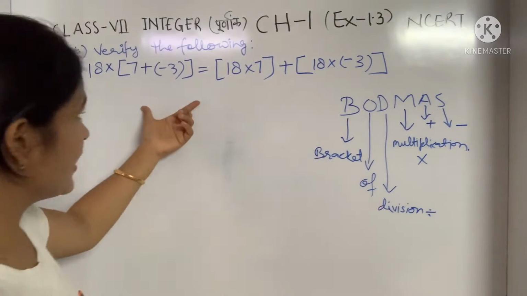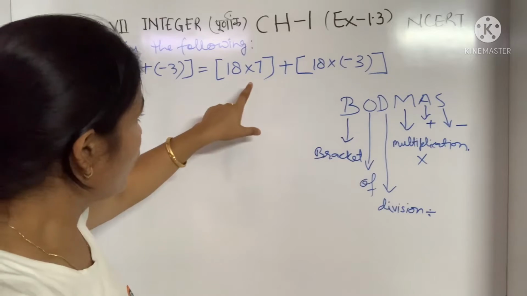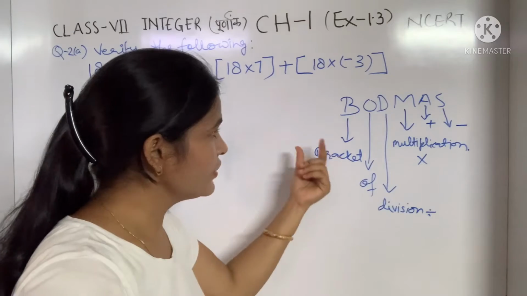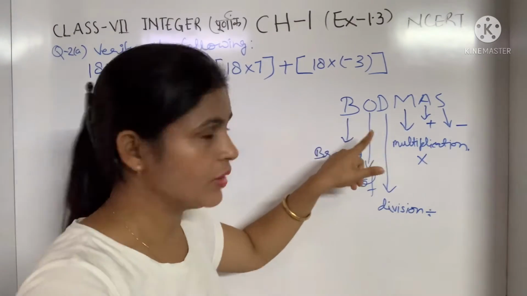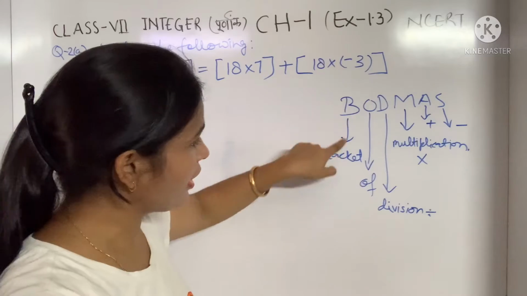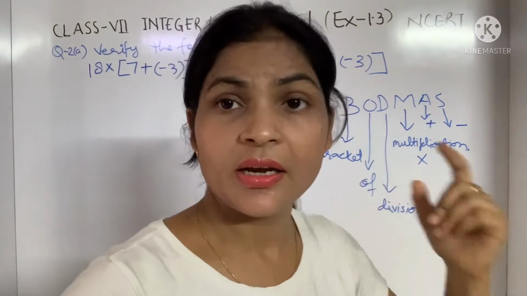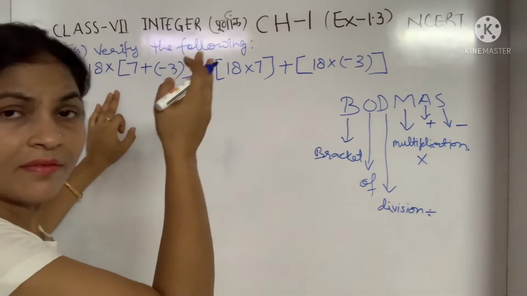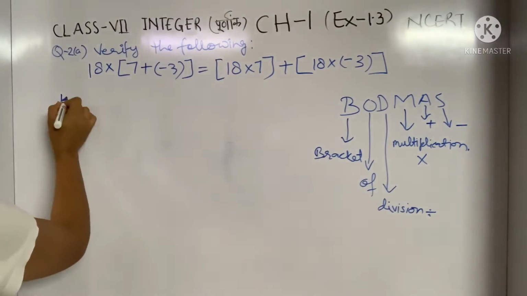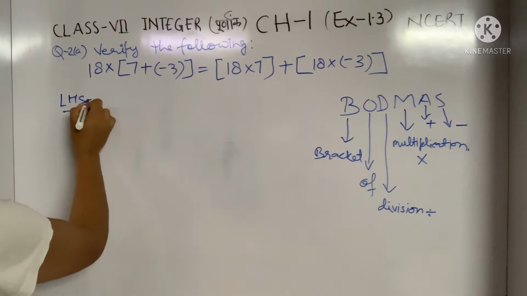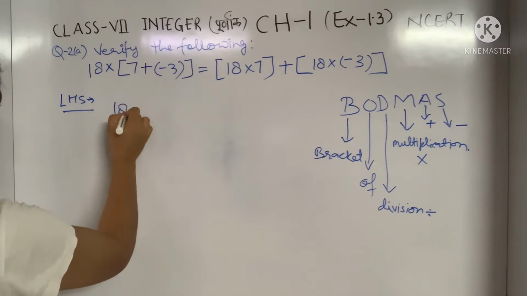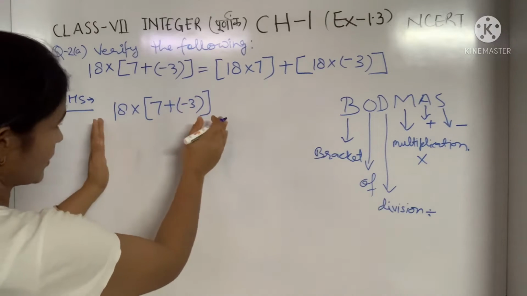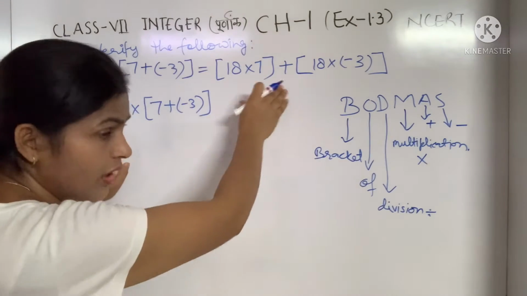We have to apply BODMAS here and then solve this. First we solve the brackets, because in BODMAS we solve in the same sequence: bracket, then of, then division, then multiplication, and then addition and subtraction. So we solve this bracket and this bracket. First we take the left hand side. In this left hand side we have 18 multiplied with 7 plus minus 3. First I have to solve this part only, and after that we move to the right hand side.